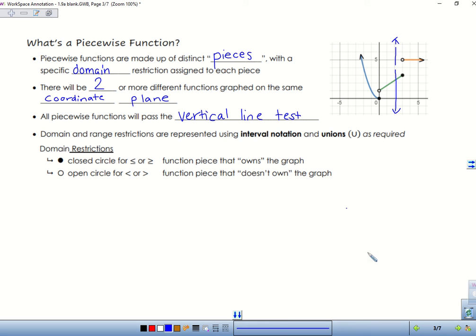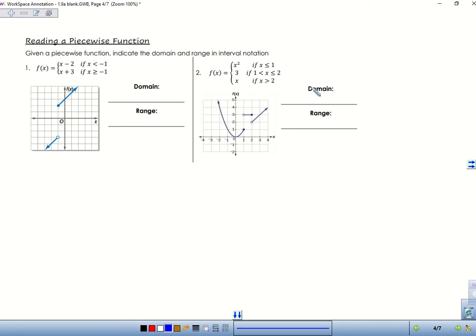Technically for the vertical line test, if we were to do it through x equals 0, because it's open... Good question. Open circles don't affect the vertical line test because their boundary is not actually solid. But good question. Anybody else have any other questions like that? Okay. We're good. All right, let's talk about reading a piecewise function.